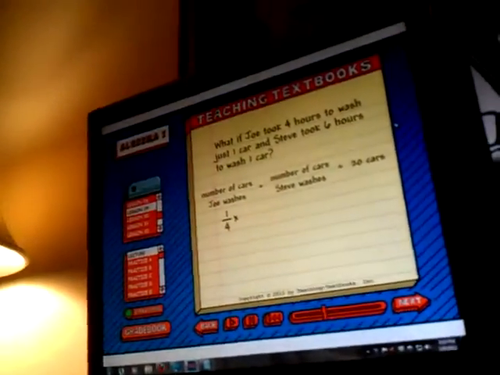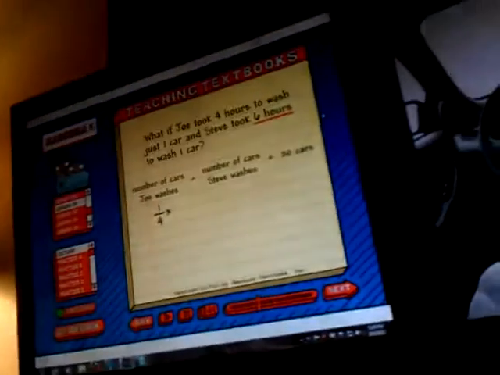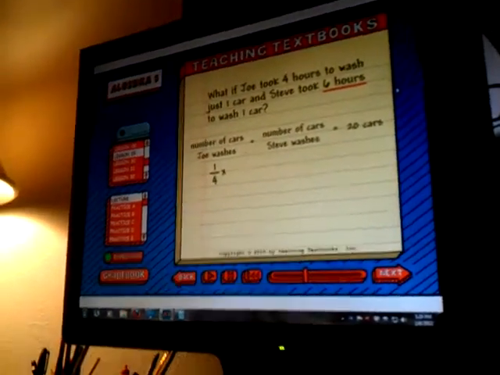And then we can do the same thing to get the expression for the number of cars that Steve washes. Steve takes 6 hours to wash just a single car. He's even slower than Joe. So, after 1 hour, what fraction of a car will Steve have washed? See if you can figure that out.